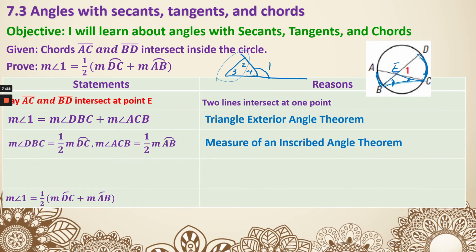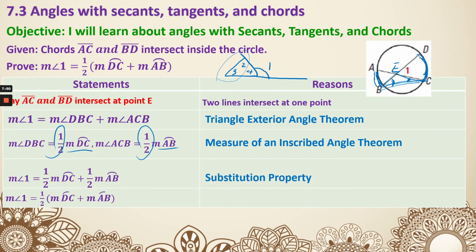After that, we can also know, just like I was mentioning about the inscribed angle, DBC is actually facing the arc DC, so it's 1/2 of DC. ACB is actually facing AB, so it's 1/2 of AB. That is the reason: measure of an inscribed angle theorem.